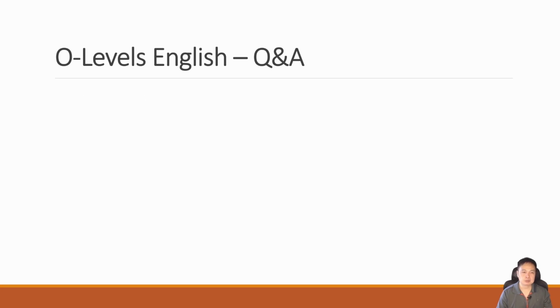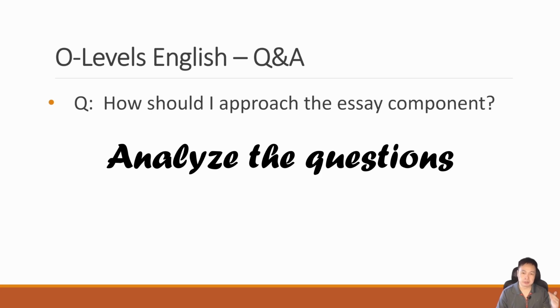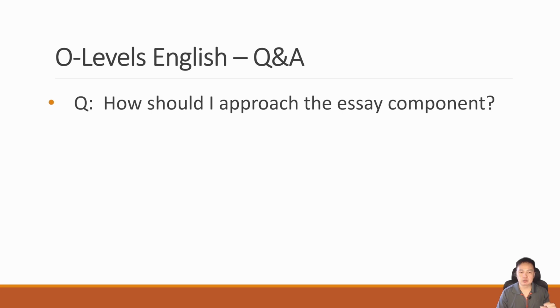So let's move on. Next question. How should I approach the essay component? Well, the typical approach is that before you even start writing, okay, you need to assess the question itself. Try to choose the right question that plays to your strength, all right? That's step number one. After that, you want to spend about 5 to 10 minutes to try and plan for the overall structure of the essay itself so that you know what points you're going to write.